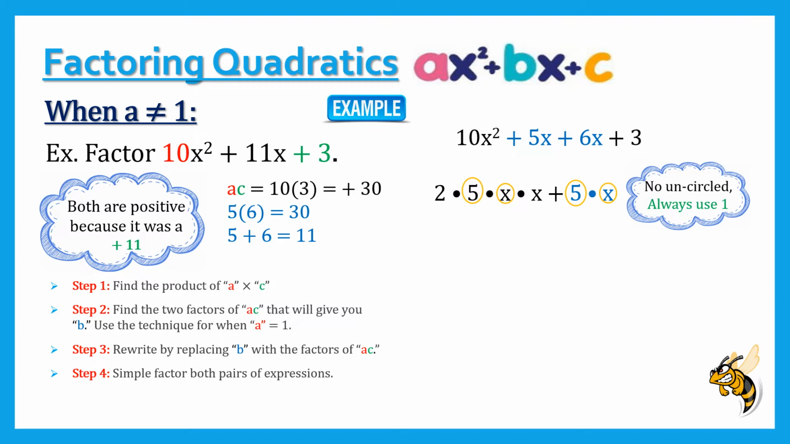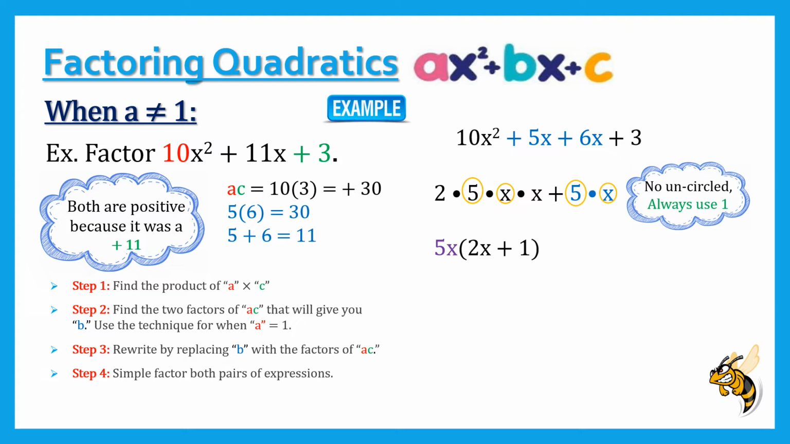This is very important. When there is nothing left uncircled, we should always use a 1. Something times 1 is always equal to itself. What they have in common is known as the greatest common factor, the GCF, and that goes on the outside of the parentheses, and everything that is left uncircled goes inside the parentheses from left to right. See, we have a 2 times x, which is 2x, followed by a plus sign, and since there is nothing left uncircled with the 5x, we're going to use a 1.